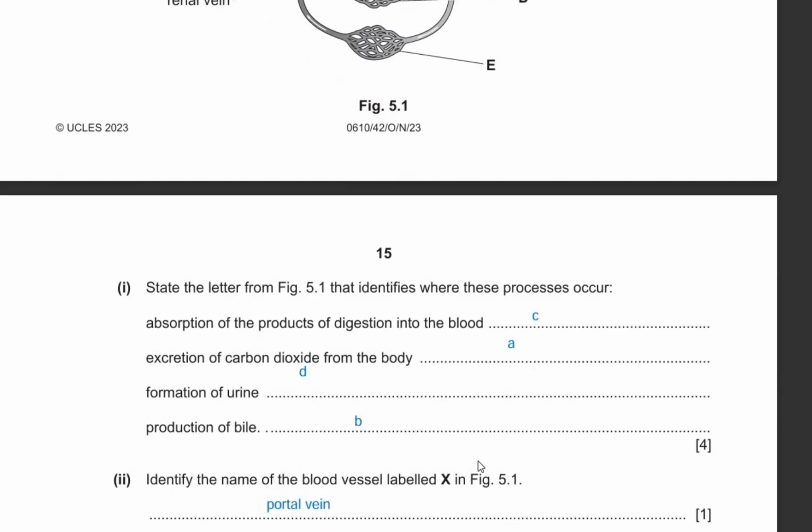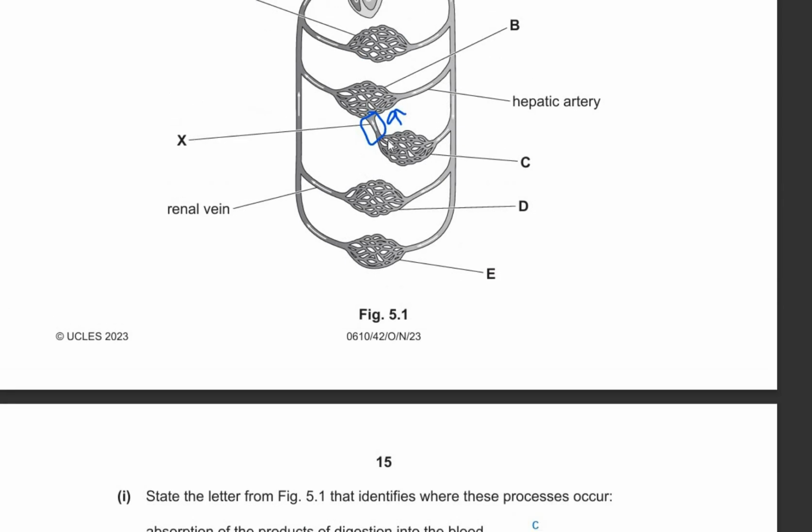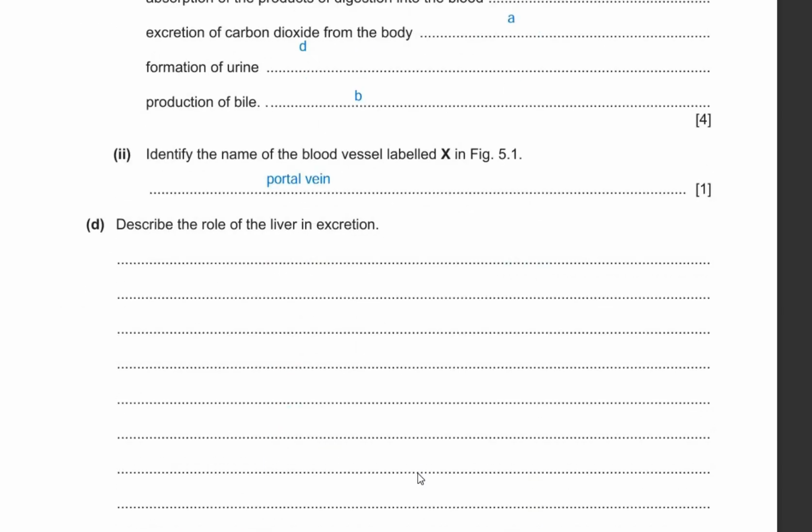Alright, now identify the name of the blood vessel labeled X. The blood vessel labeled X is this, that is taking blood from the gut or from the intestines to the liver. So this is always known as the hepatic portal vein.